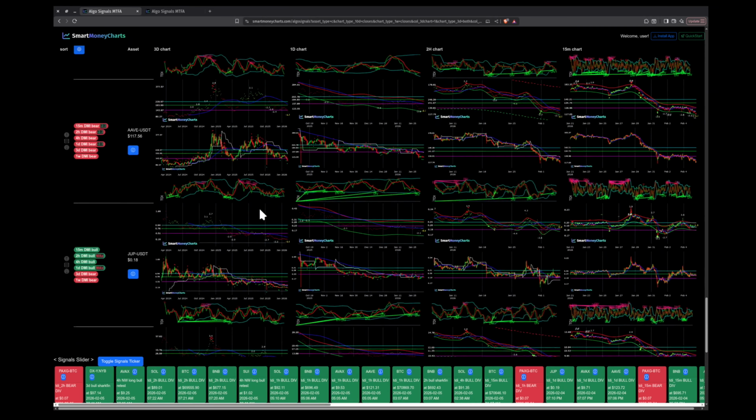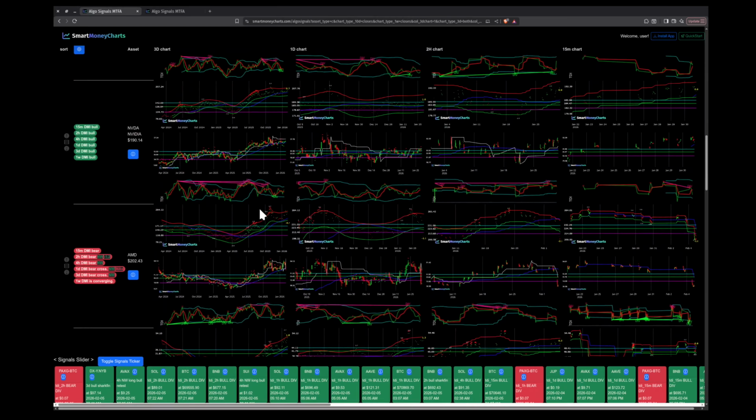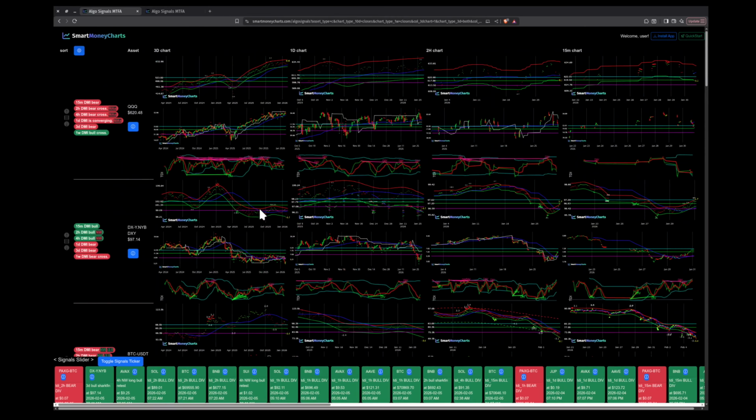So here we have a whole bunch of assets that I want to just go over quickly. So QQQ, it's still up, right? You can see that on the 3-day chart, which is something TradingView would charge you for. You can get that free here.